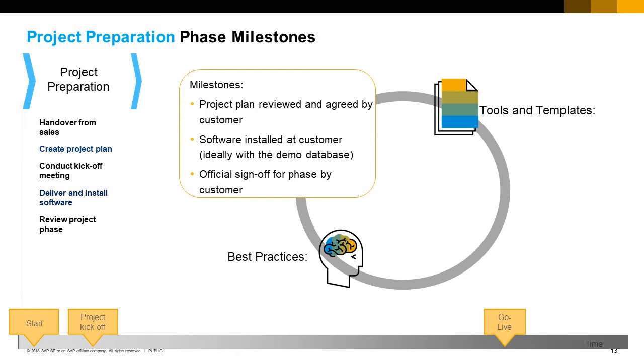The milestones which you can use to measure the success of this phase are: project plan reviewed and agreed by customer, software installed at customer, official sign-off for this phase by the customer. This sign-off signifies that the customer agrees with the project plan and schedule.